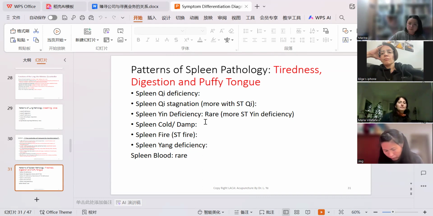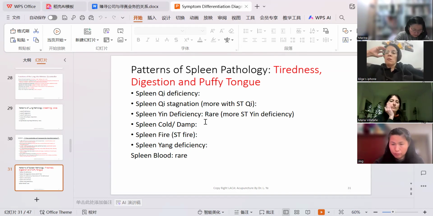And then these are the patterns: spleen qi deficiency, spleen qi stagnation, spleen yin deficiency, very rare. Spleen cold and damp, that's the yin excess, that's common. Spleen fire, not very common, usually stomach fire. And spleen yang deficiency, yes, that's all. And spleen blood is usually not particularly dedicated to the spleen. A weak spleen will cause overall general blood deficiency, but not particularly related to the spleen itself.